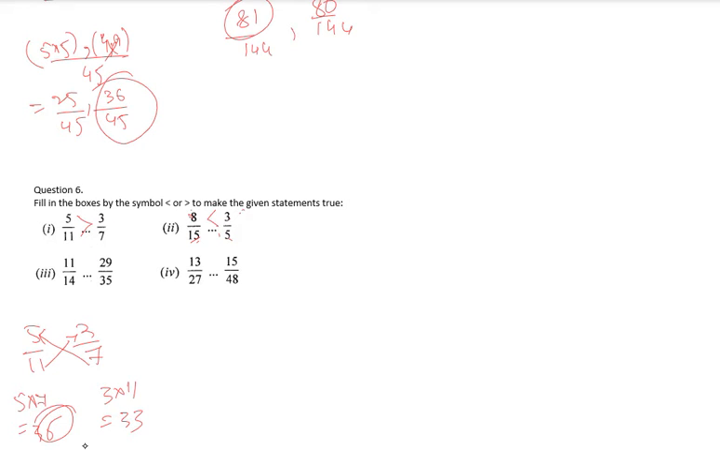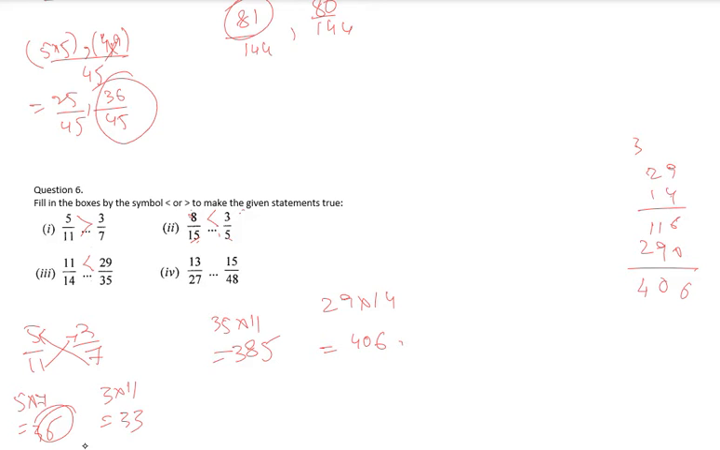Then 35 into 11 is equal to 385, and 29 into 14. So if I do this multiplication, 29 and 14, 9 fours are 36, 3 carry, 4 twos are 8 plus 3 11, and this is 29. So I get 6, 0 and 4. So 406. So 406 is greater.